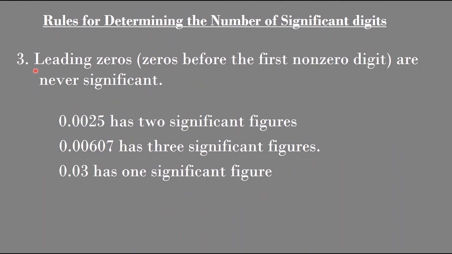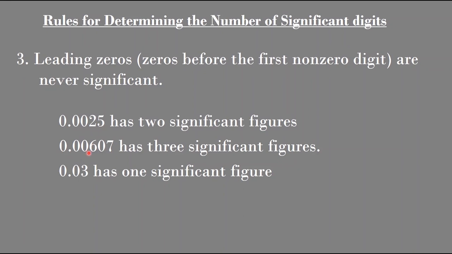The next rule is related to leading zeros. Leading zeros are zeros that come before the first non-zero digit. These zeros are never significant. They are generally found in numbers that are less than 1, and are known as placeholders, as they do not add any precision to the measurement. The example that I have here is 0.0025. These leading zeros are just placeholders. They are not significant, and this measurement has only two significant numbers.